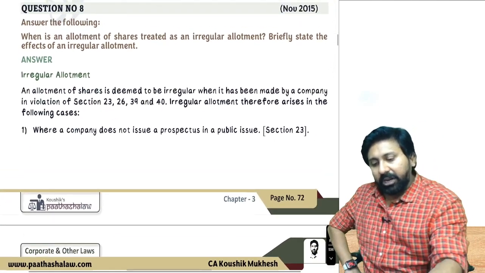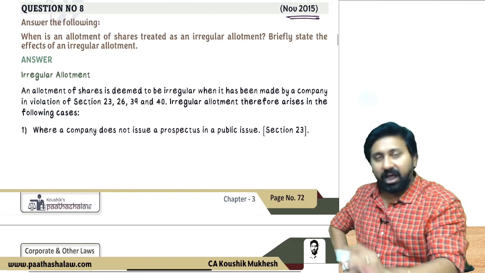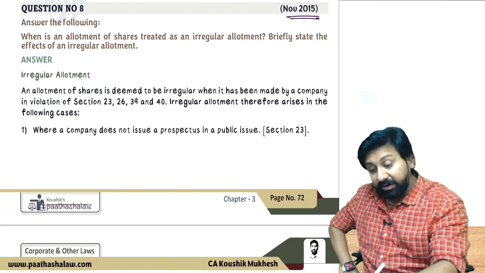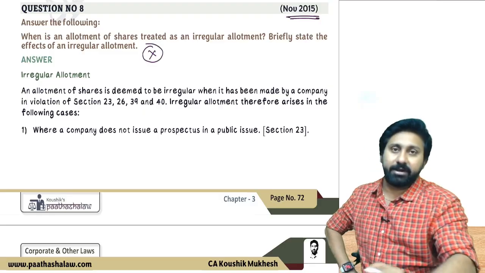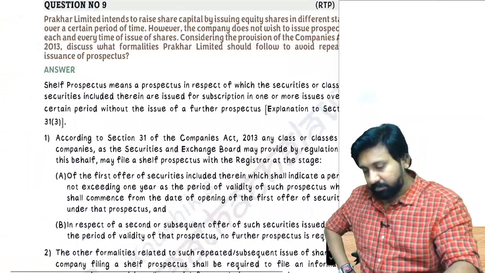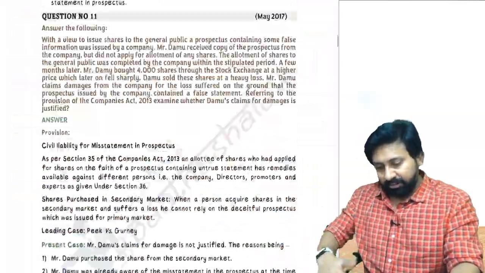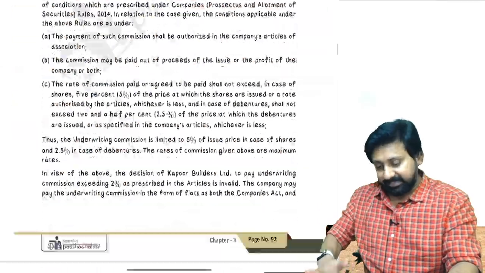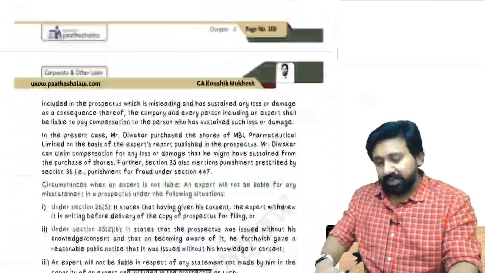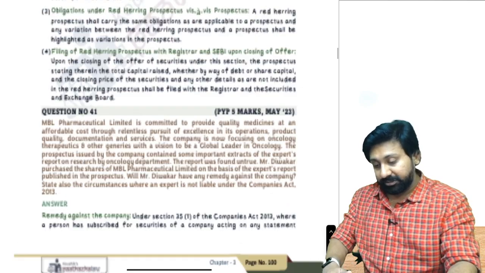Next, irregular allotment was asked in November 15. After that they didn't test it because now it is not there in your study material. Next, I will do one thing. I will come from the last because those questions are the latest RTP and MTP questions.